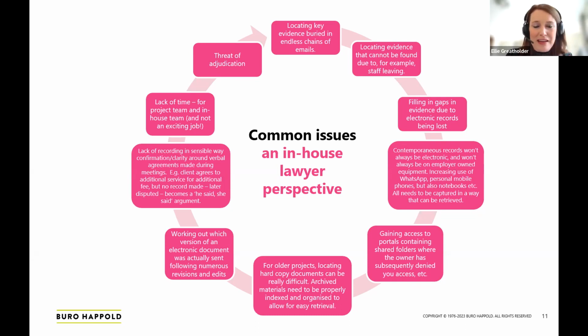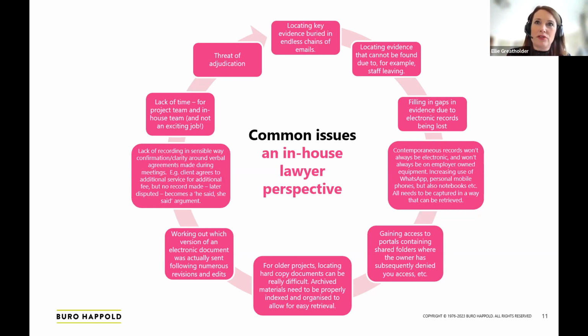If your inbox looks anything like mine, it's not massively organized. What search functions are you relying on? What document management processes have you got in place to be able to get your hands on that information very quickly? I've talked already about what happens when staff leave, and that's both electronic and hard copy information.